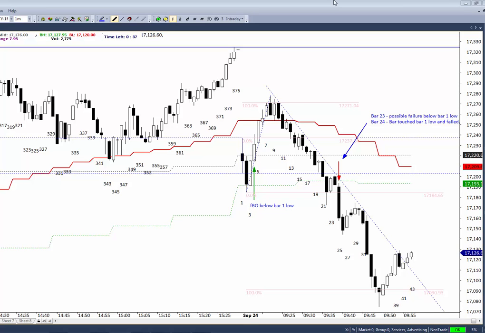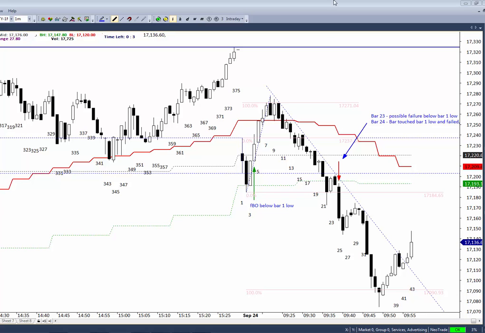Bar two, bears tried to push the market down, and it did manage to close below bar one's low. Okay, and that shows possibly bears have an upper hand, but we'll wait and see what happens. If we get a bar 3, which is a small bar, and then it fails to go above bar 1's high, then we might get a trap setup and continuation of the down move. But these are the possibilities that we need to be ready with.